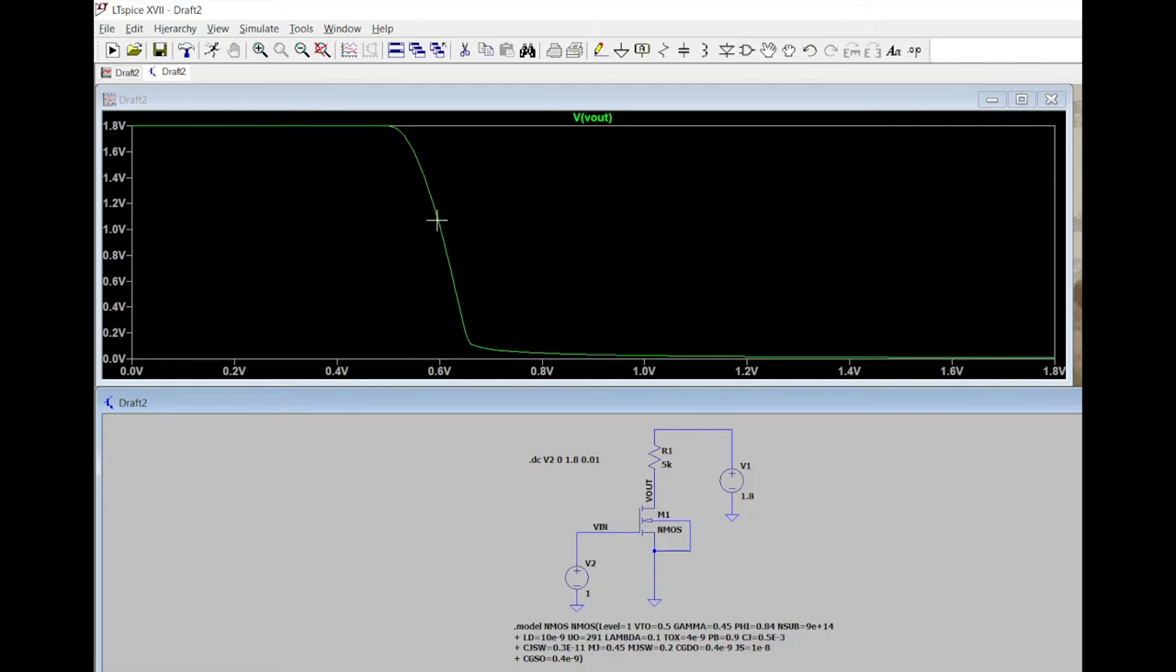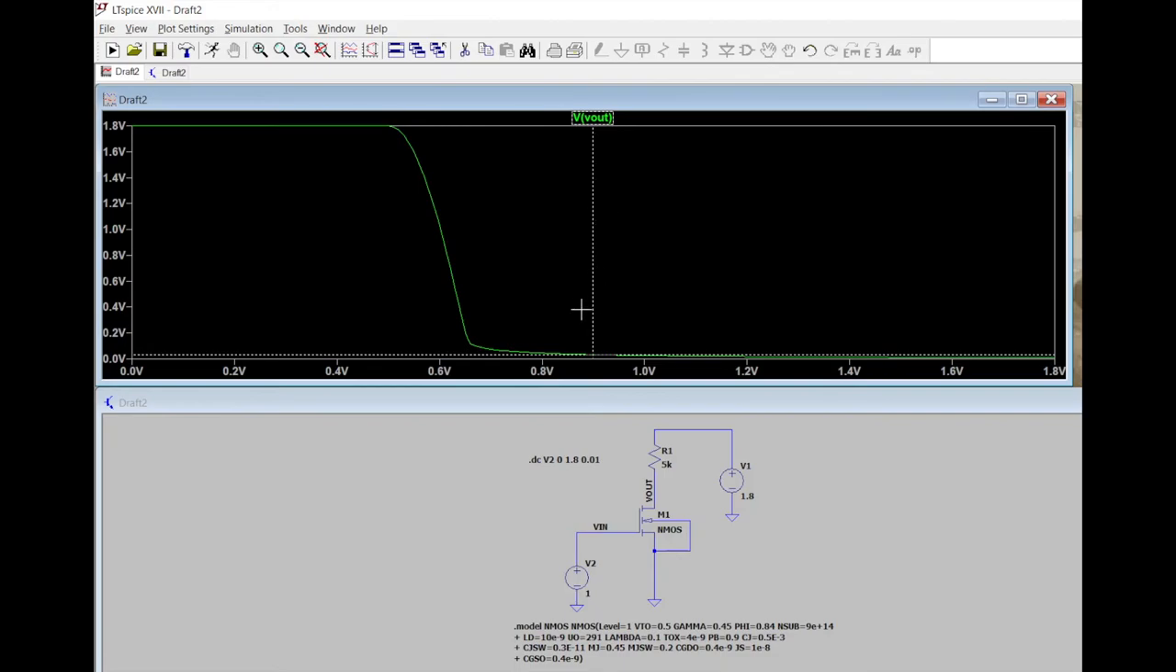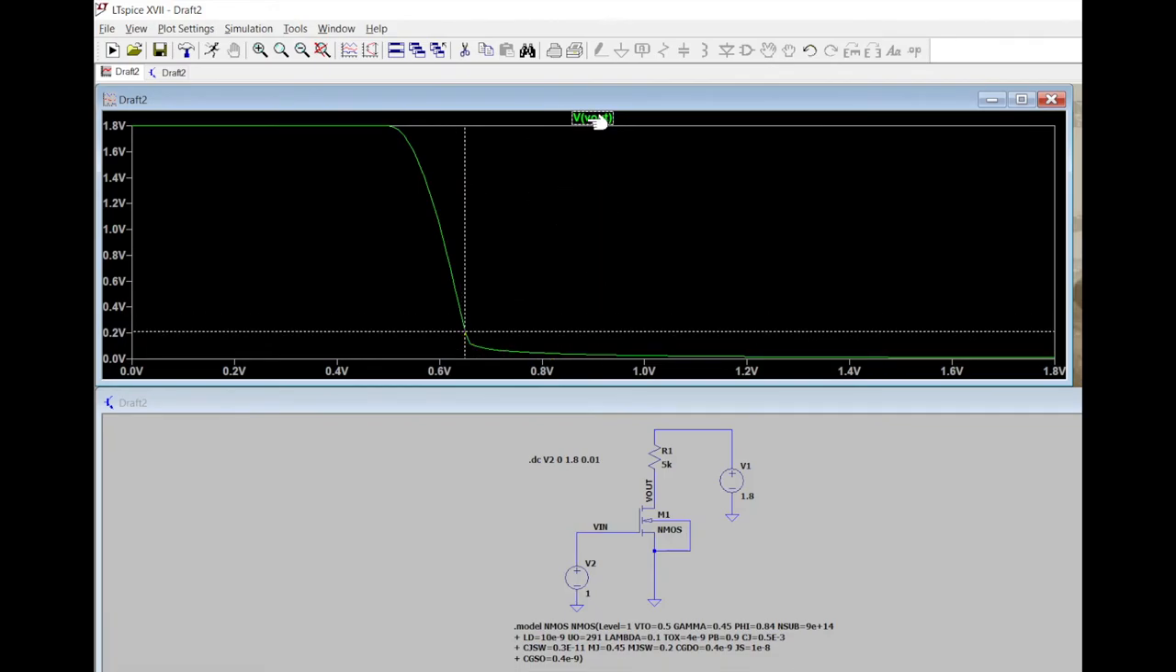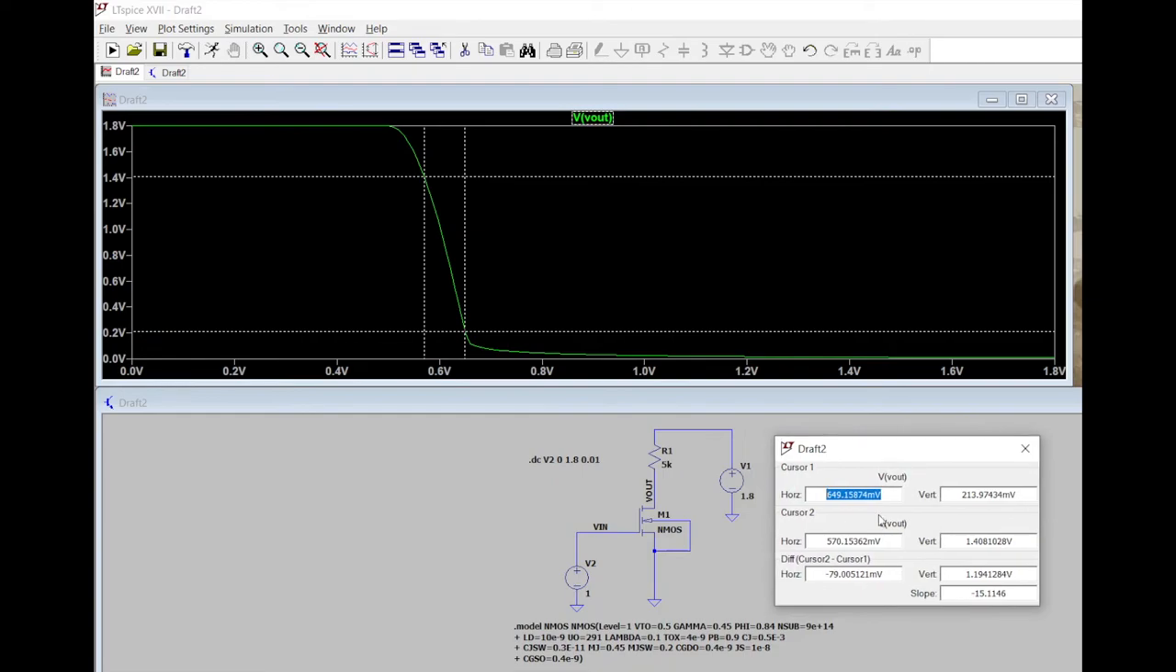The gain will be the slope of this curve. To find out the gain, you can just click here and get your cursors. So this is cursor number one, and get one more, cursor number two. You can see here, this window will display the slope of this line. Okay, so the gain is 15. The gain of this amplifier is 15.